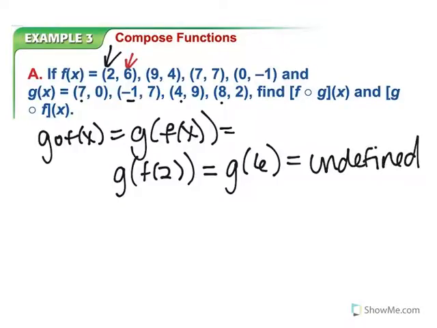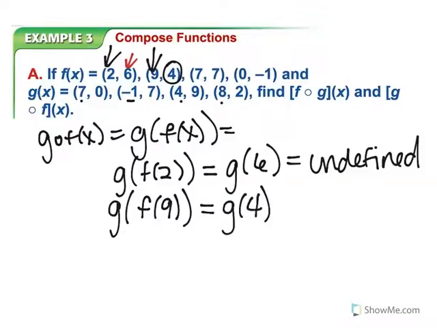And we move on to the second one. G of f of 9, which comes from the second point. We know that the y value is 4, so we have g of 4. So now we have to go back and look on my g function, where there's a 4 for my x, and there happens to be a 9. So that is equal to 9.